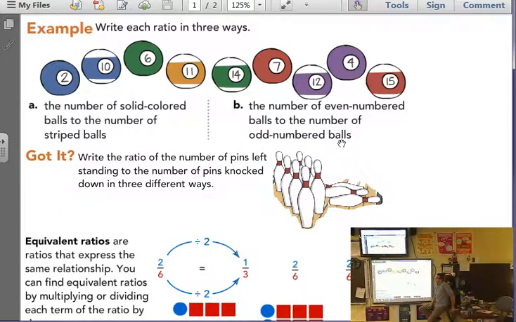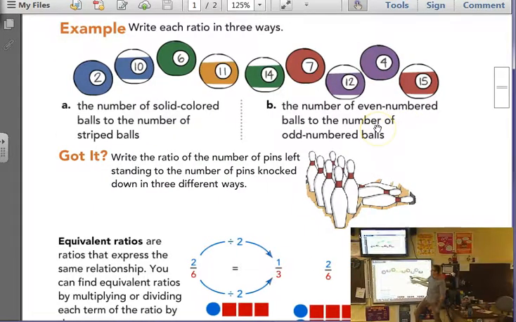Write each ratio in all 3 ways. Sorry, I didn't give you a ton of space here, so I guess you could write your ratios for A off to the left and your ratios for B off to the right.